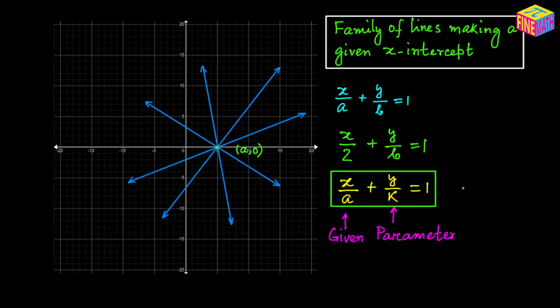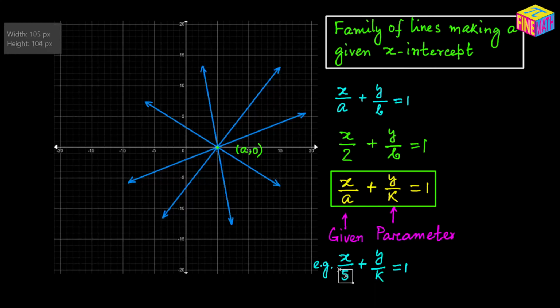Now let's take an example. Suppose we have been told that the x-intercept is 5 comma 0, then what would be the equation of the family of straight lines that will have the same x-intercept? Well, then it will be like this. We can write it as x over 5 plus y over k is equal to 1. We have been told that the x-intercept value is 5, so that's a known number that has been provided in the question, and then we had to come up with the equation of the family of straight lines, and the equation is actually like this: x over 5 plus y over k equals 1, where k is a parameter.